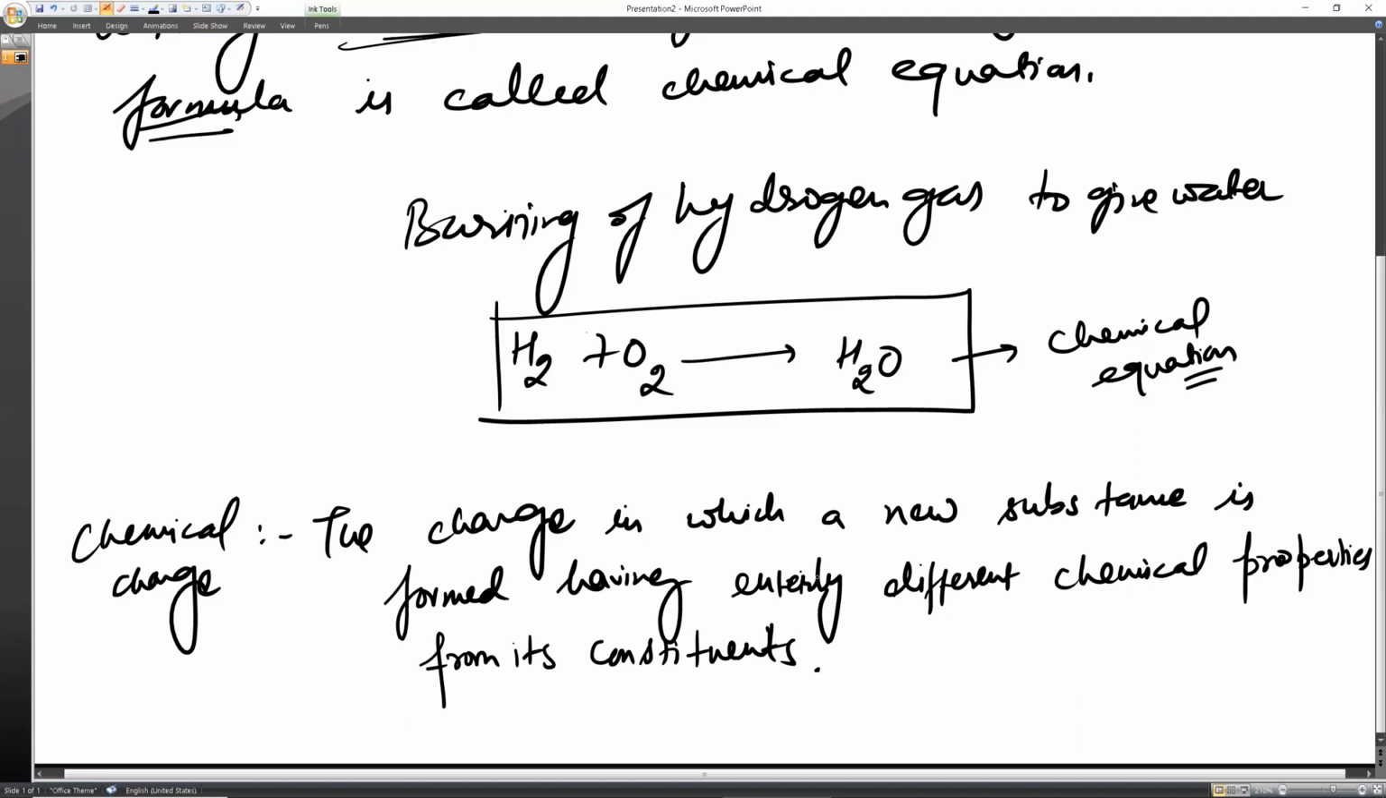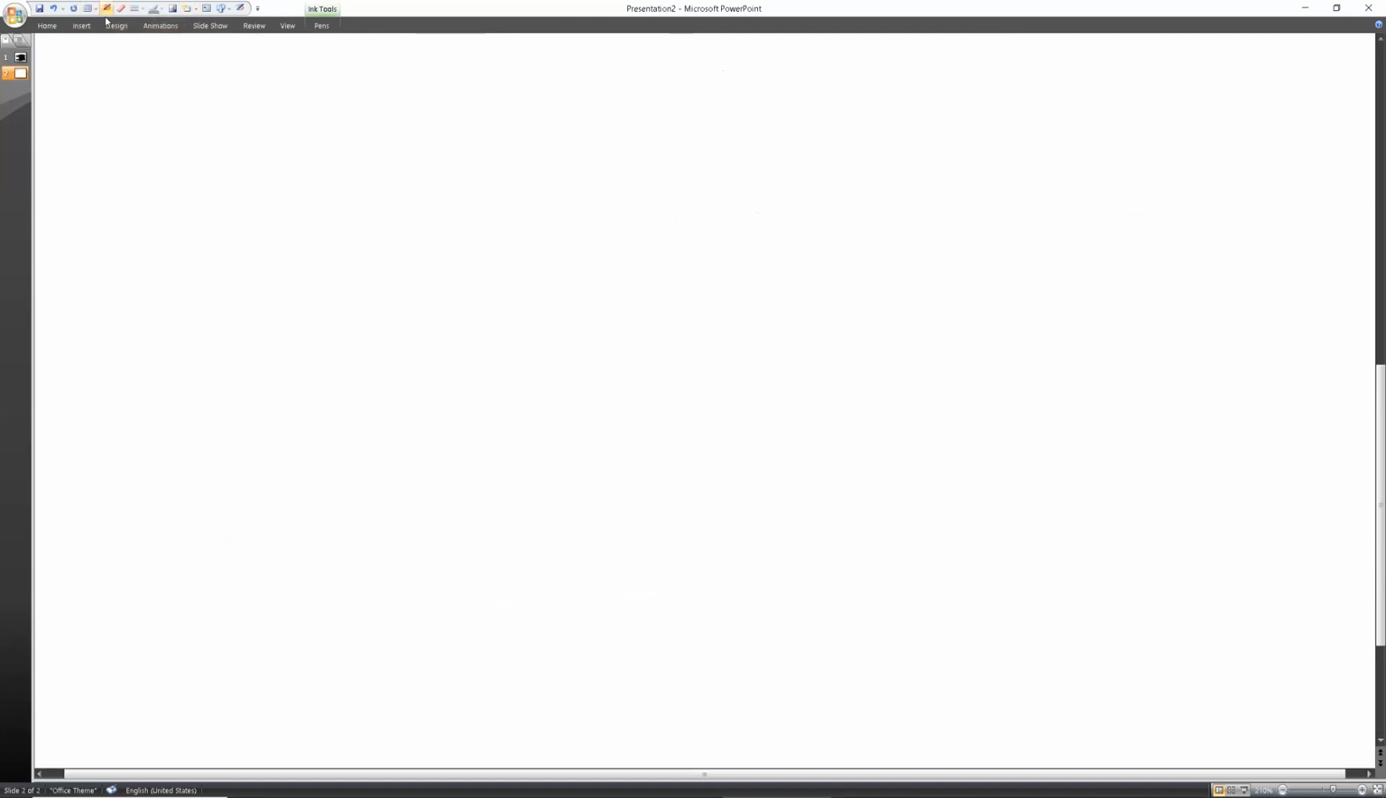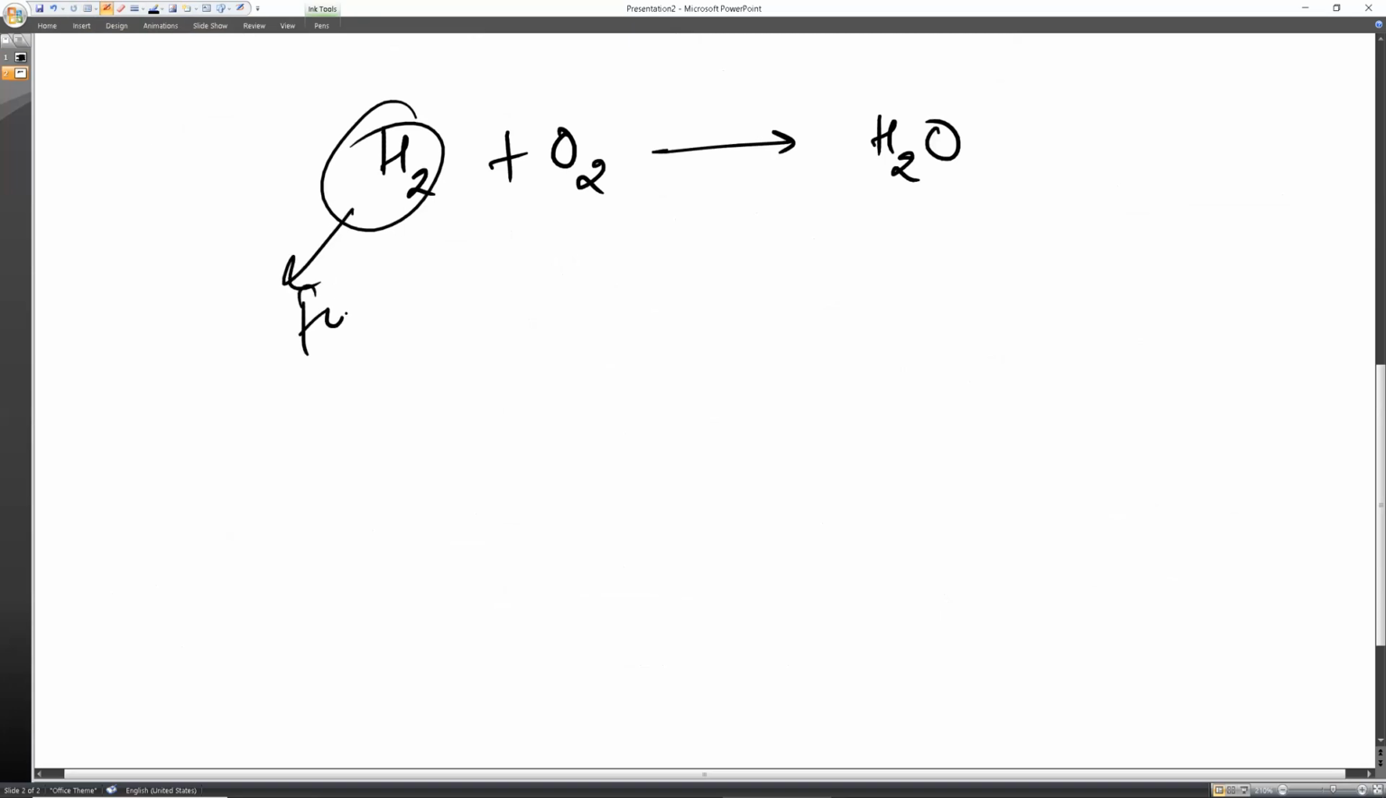What does this statement mean? Entirely different chemical properties from its constituent. It means the substance formed after the change should not resemble the same chemical properties of the substance from which it is made up. For example, water is made up of hydrogen and oxygen. They combine together, they form water. You see that hydrogen is a fuel, and oxygen helps in combustion.